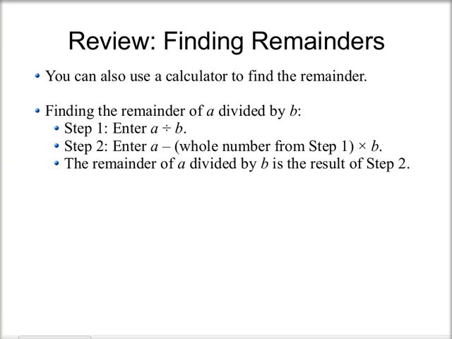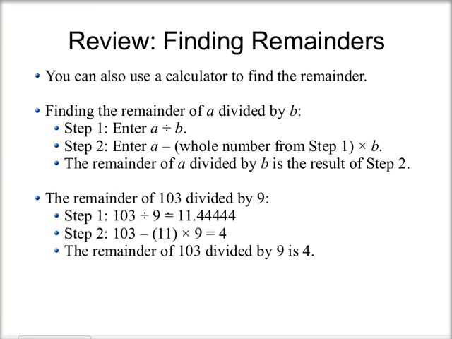So let's look at an example of that. If I want to find the remainder of 103 divided by 9, first I'm going to enter 103 divided by 9 in my calculator. And that's going to give me 11.44444. So for step 2, I'm going to take 103 and subtract the whole part from step 1, so 11 times 9, and that's going to give me 4. So the remainder of 103 divided by 9 is 4.